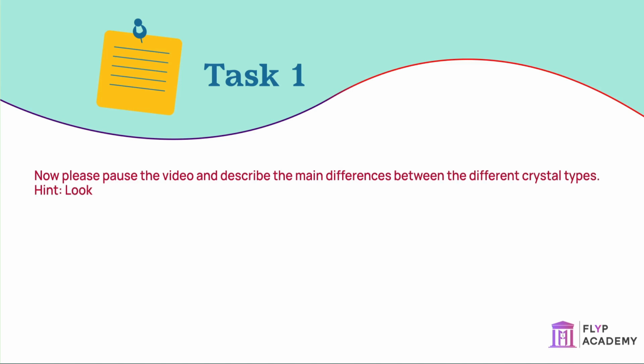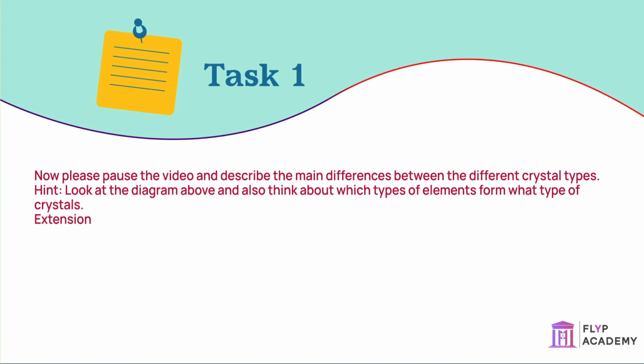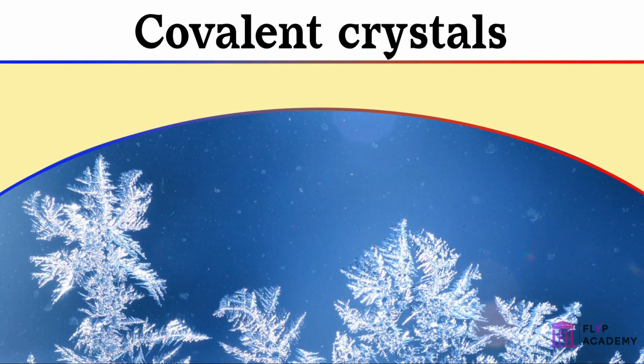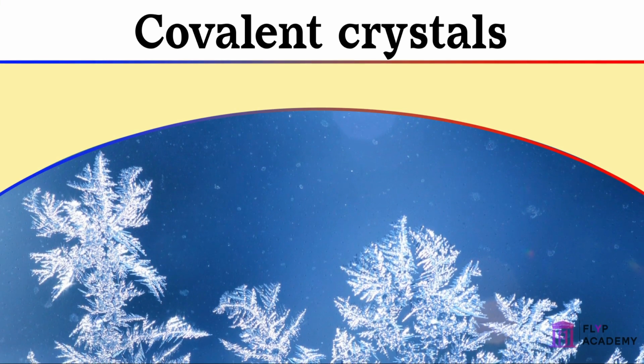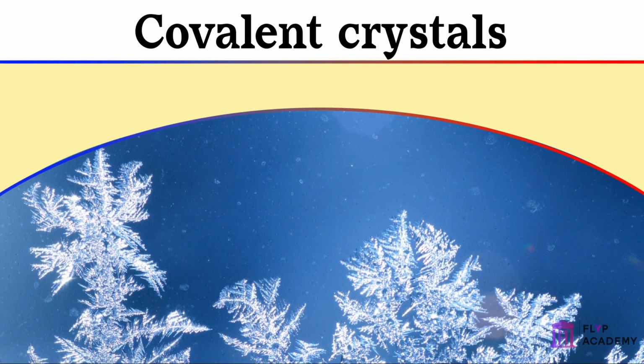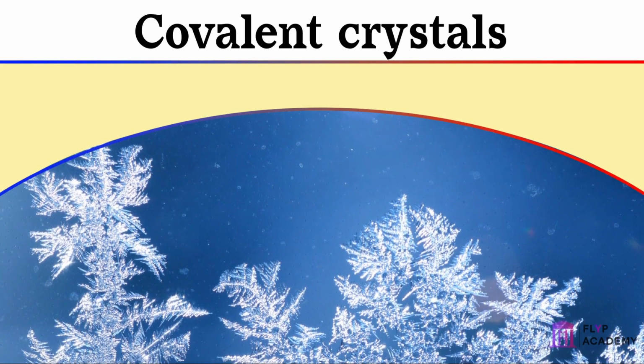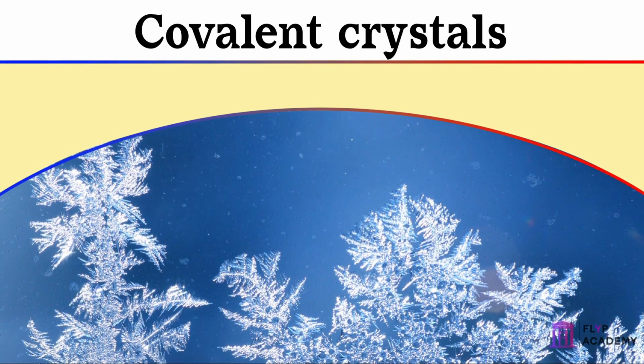Hint: look at the diagram above and also think about which types of elements form what type of crystals. Extension: name examples for each. Now let's discuss this question in detail. We have covered that the majority of the elements are metals. Metals either form ionic compounds with non-metals or form metallic bonds with metals.